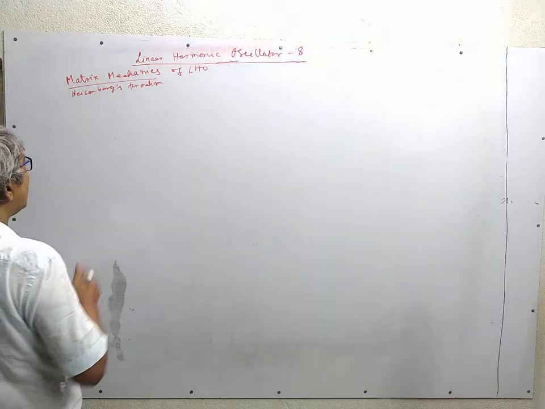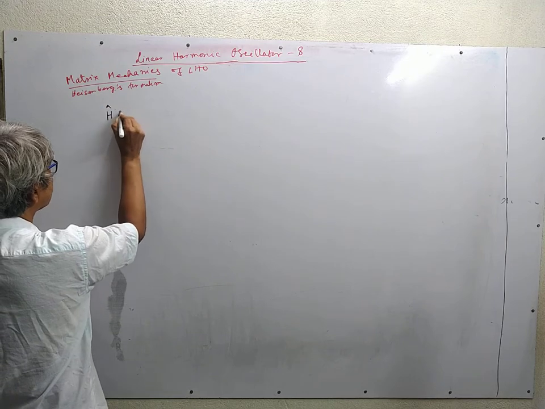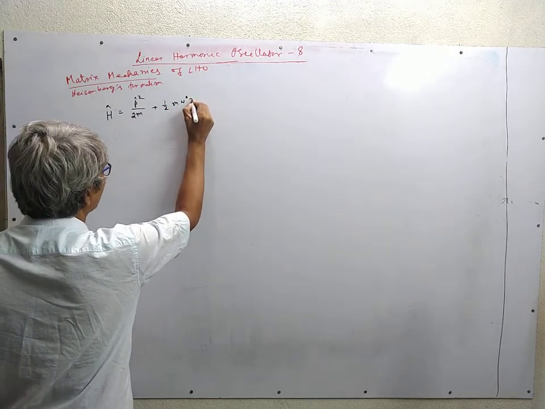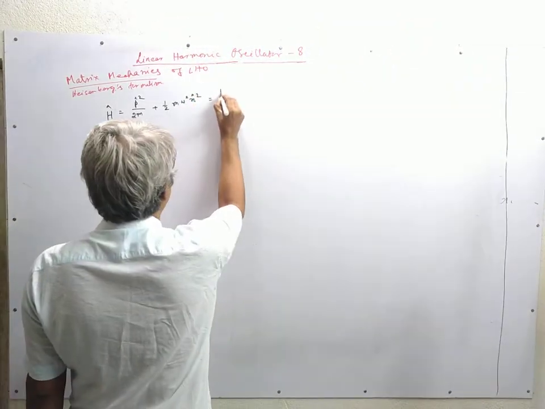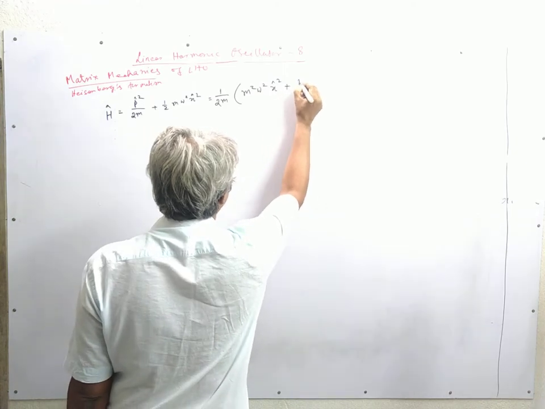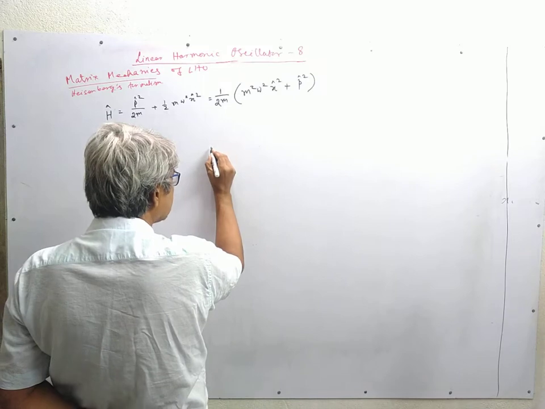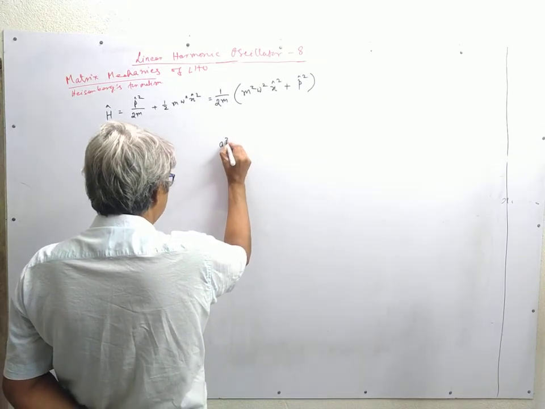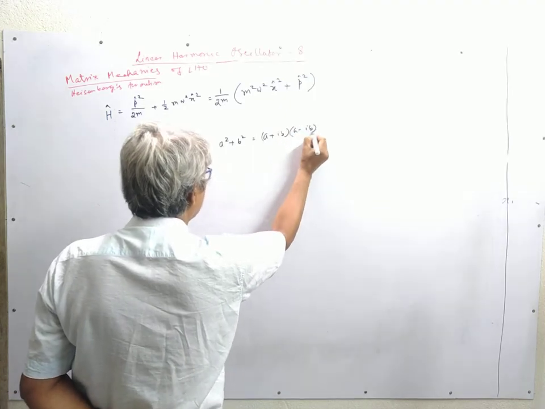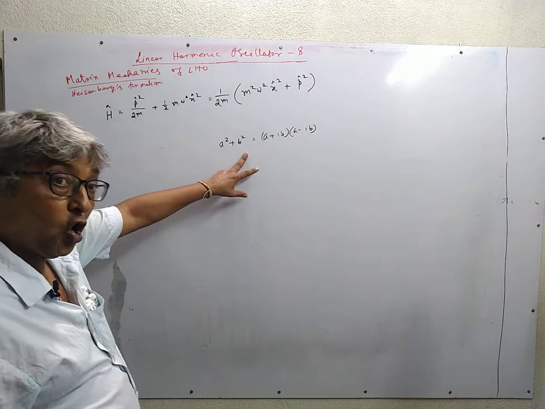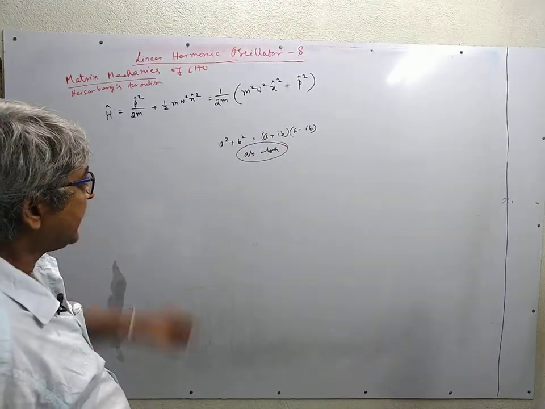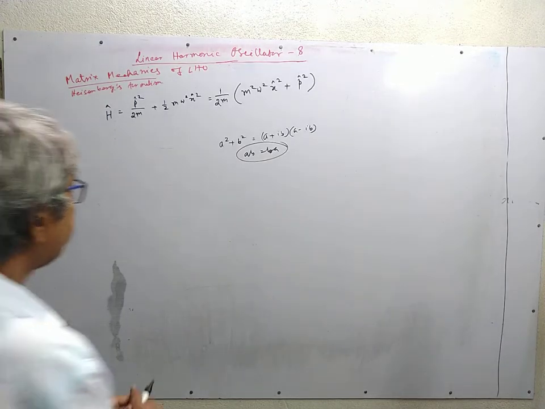Let us start with the Hamiltonian of the harmonic oscillator. The harmonic oscillator Hamiltonian is p operator squared upon 2m plus half m omega squared x operator squared. We write it as 1 upon 2m times (m squared omega squared x operator squared plus p operator squared). Had these two been scalar numbers, then a squared plus b squared could be written as (a plus ib) times (a minus ib), but this is not possible for operators, because this relation assumes that ab is equal to ba. But in the case of operators, they may not commute, and in fact x and p do not commute.